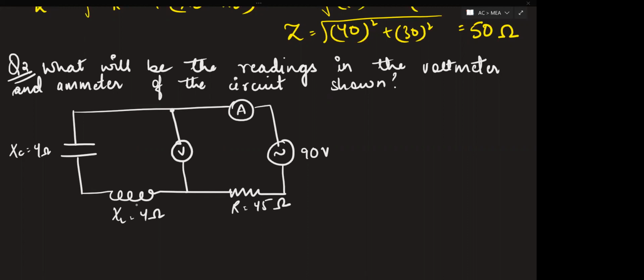Try this question. This is 4 ohms, this is 4 ohms, this is 45 ohm. ERMS: whenever any value is written like this along with the source of AC, it makes it ERMS. Find out what will be the readings in the voltmeter and the ammeter.